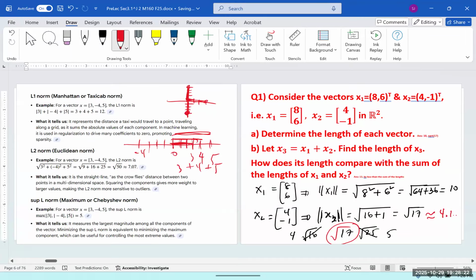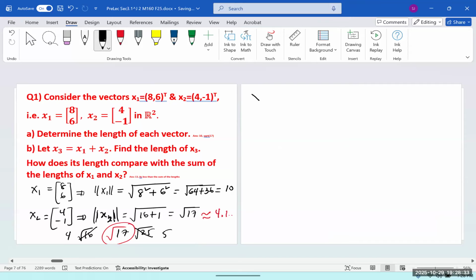Okay, next they are saying, find a new norm. L2, because we're in R2. So usually in R2, we use L2, the XY plane. So X3, they are saying, make a new vector X3 by adding X1 and X2. Maisha, question?